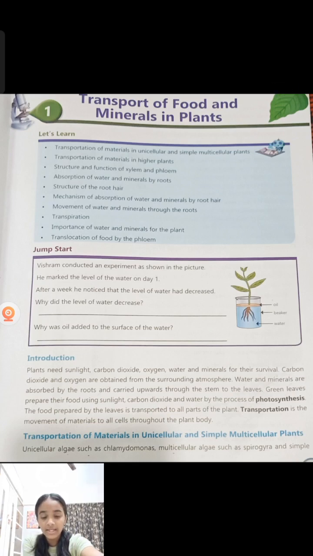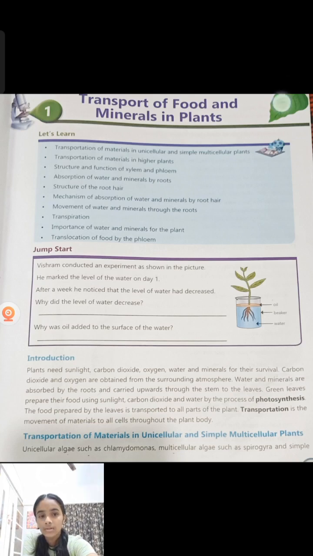The answer is, green leaves prepare their food using sunlight, carbon dioxide and water by the process of photosynthesis. Question number 4, where is the food transported? The answer is, the food is prepared by the leaves and is transported to all the parts of the plant.